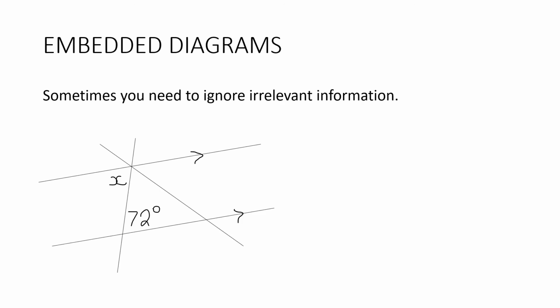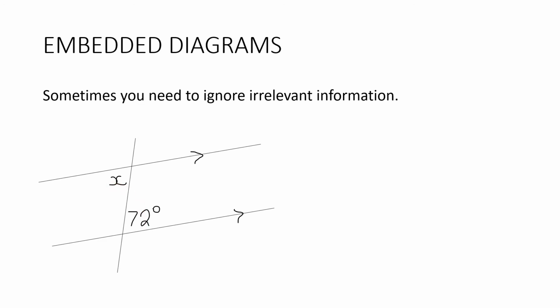Now sometimes you'll be given an embedded diagram, and that just means that there's going to be extra information there. Sometimes you'll need it and sometimes you don't. So have a look at this diagram here. We've got parallel lines and we have a transversal with an angle and a pronumeral and then an extra line. We don't need this one, so ignore it. Okay, which relationship is it? They're on alternate sides, aren't they?